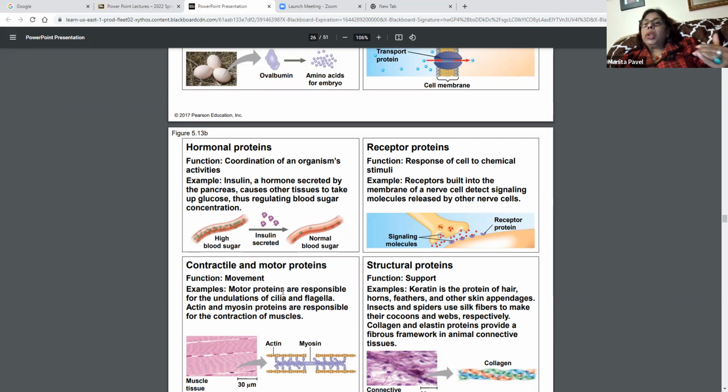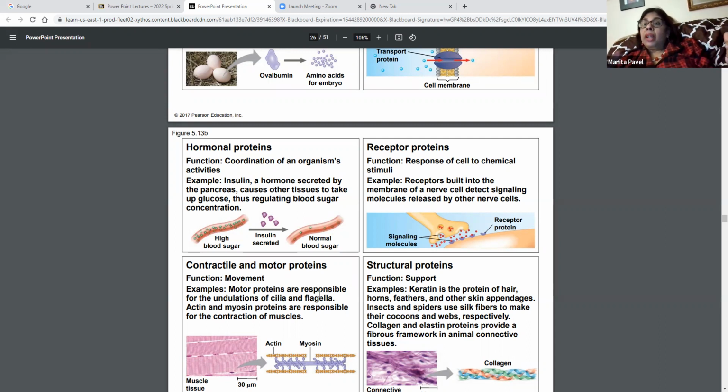Motor proteins. Motor comes from the term movement. So motor proteins are responsible for the undulations. Undulations are this wave-like motion for cilia and flagella. Now, cilia are small hair-like structures present in protists. You will look at protists when you do prokaryotes and eukaryotic labs under the microscope. So cilia are small hair-like structures present on the outside surface of the paramecium.